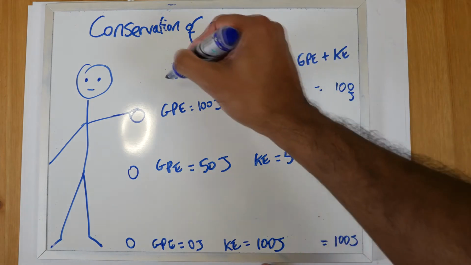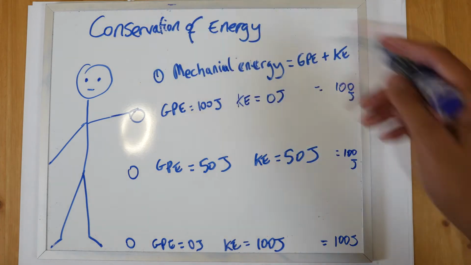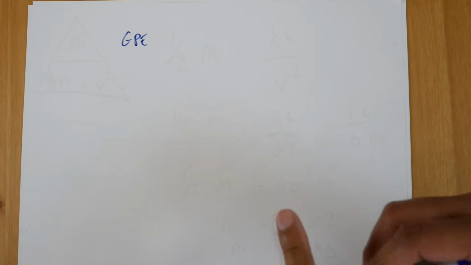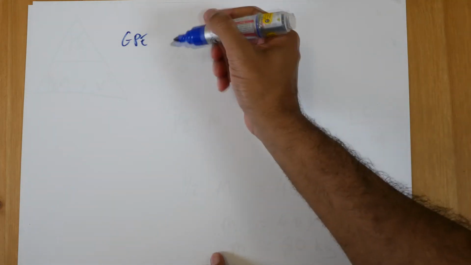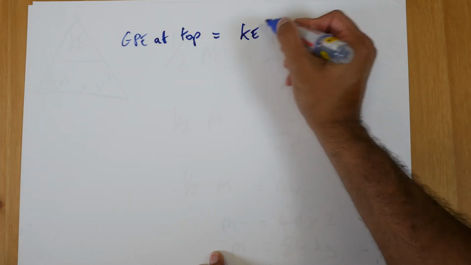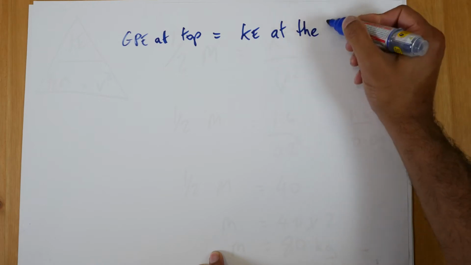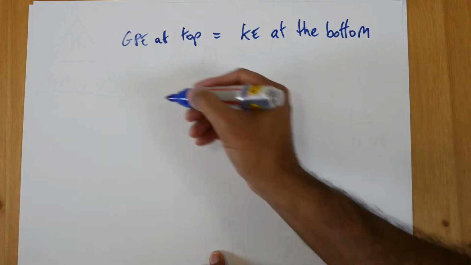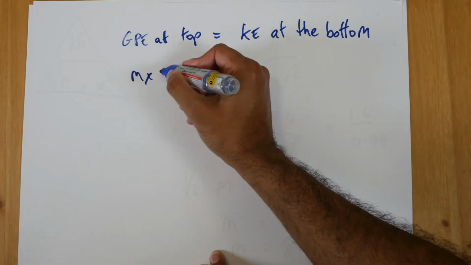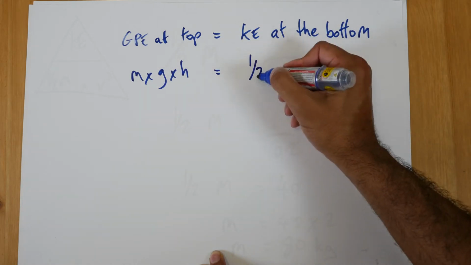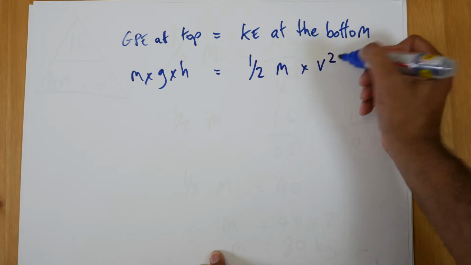Remember, our first one was this one here, okay? And the second one, we can just very simply say that the GPE, let's change pens here, at the top is equal to the KE at the bottom. Okay? Now, remember, the way we work out GPE is mass times gravity times height, and the way we work out kinetic energy is half the mass times the V squared.